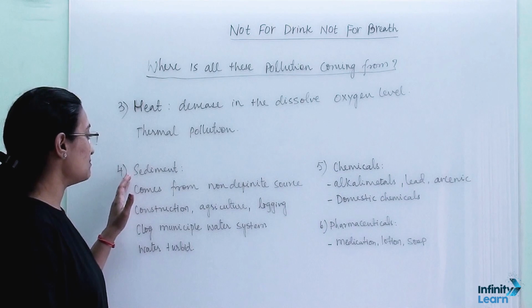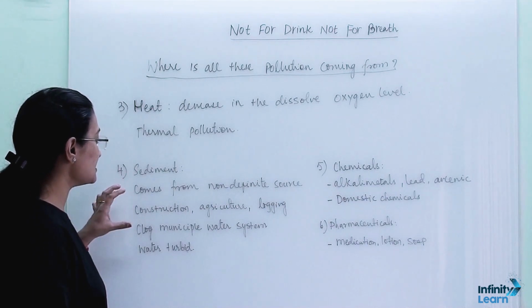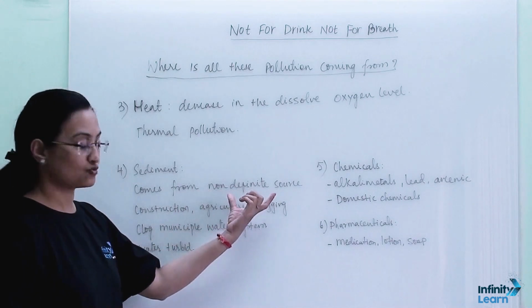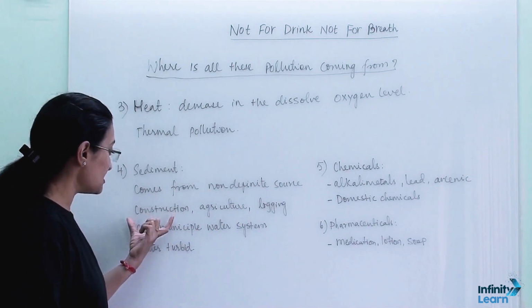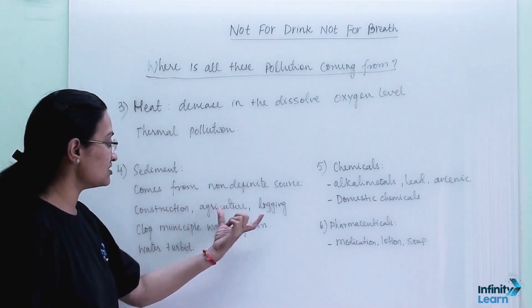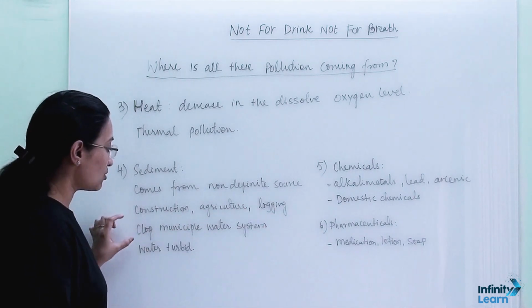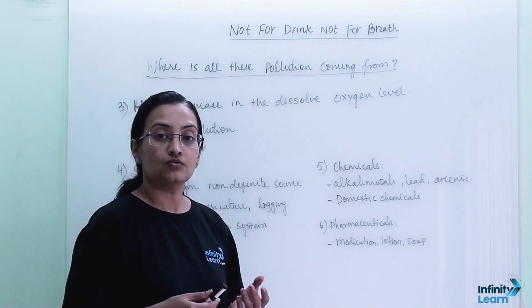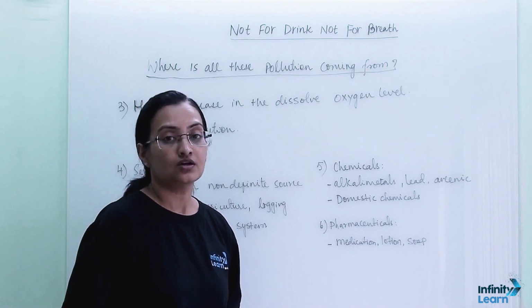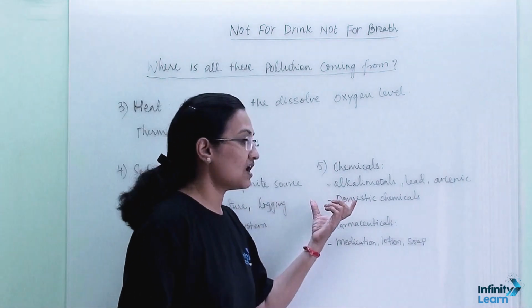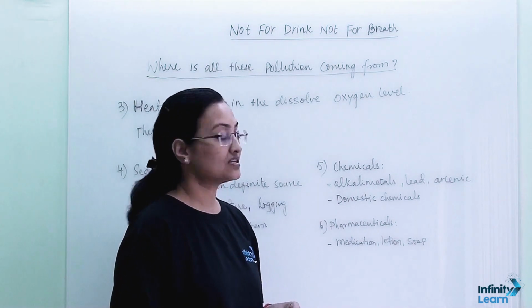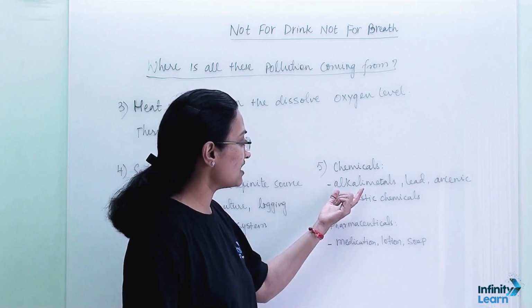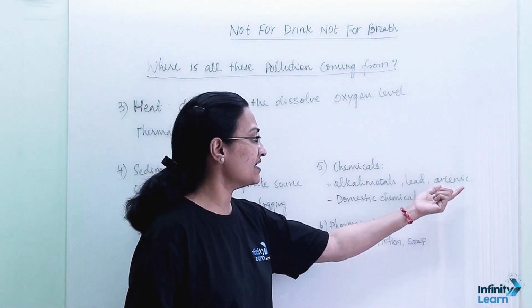Fourth is sediment. Now the meaning of sediment is the waste coming from the non-definite sources. This is waste coming from construction, agriculture and logging sites. It will clog the municipal water system and water will get turbid. So water will not be useful for routine use. Then comes harmful chemicals and hazardous material. Examples of these harmful chemicals are alkali metals, lead and arsenic.